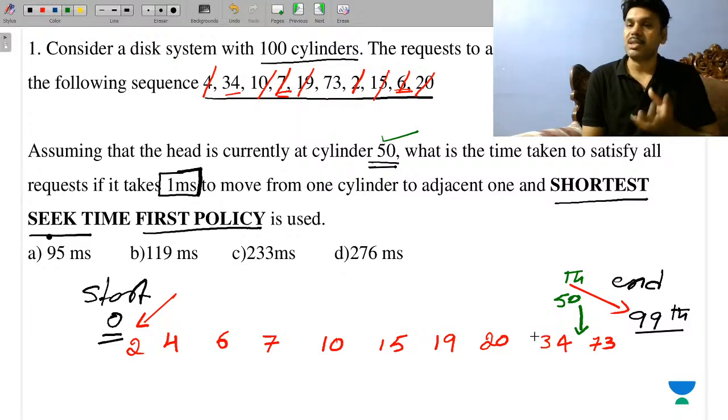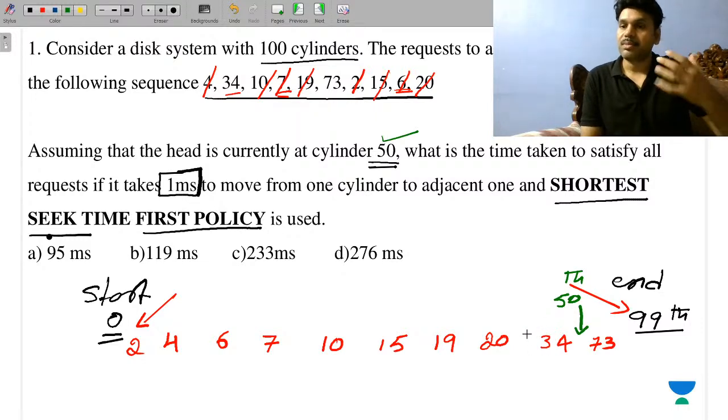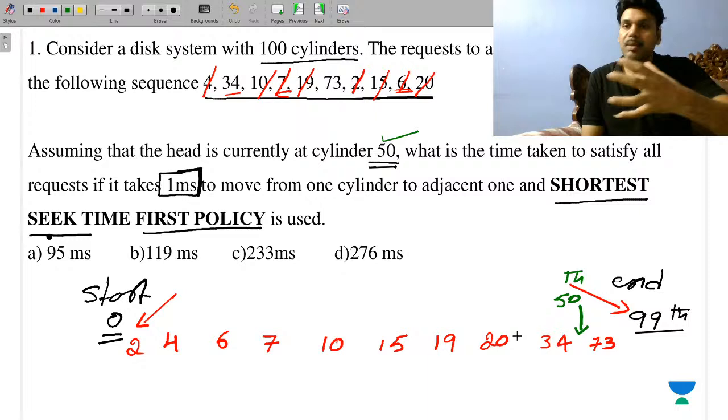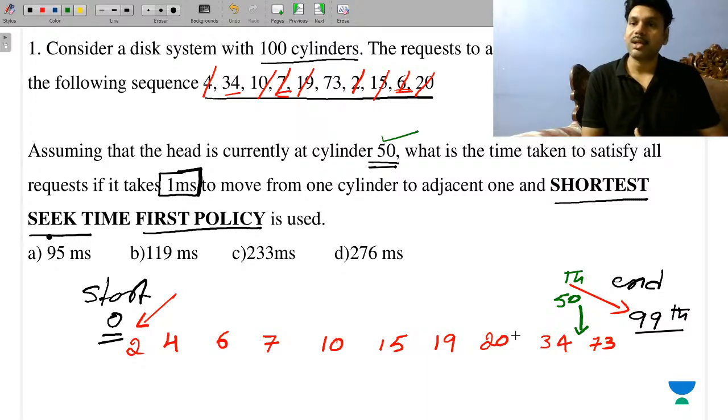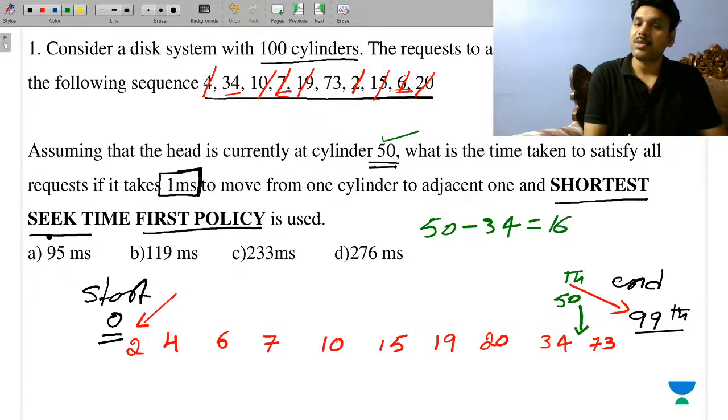So seek time is nothing but the time taken to retrieve data from your sector, the desired sector. So the time is nothing but what? Seek time only. So if I am going this side, 50 to 34, it is taking almost 16, and if I am going that side, 50 to 73, I am going to have 23. Therefore I am able to satisfy the left hand side request only.